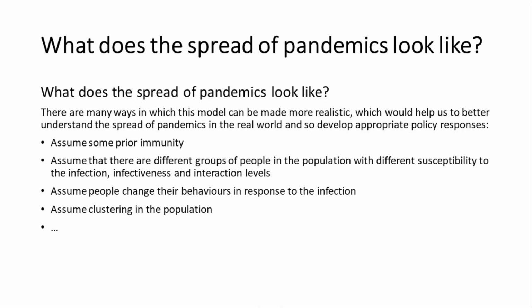Maybe people change their behaviour because they realise there's an infection and they go crazy and buy loads of Lurol, or maybe get vaccinated or wash their hands more or interact less. And we could assume maybe there's some clustering in the population. So maybe some groups are likely to interact more with each other and we see spikes in the infection in those groups.